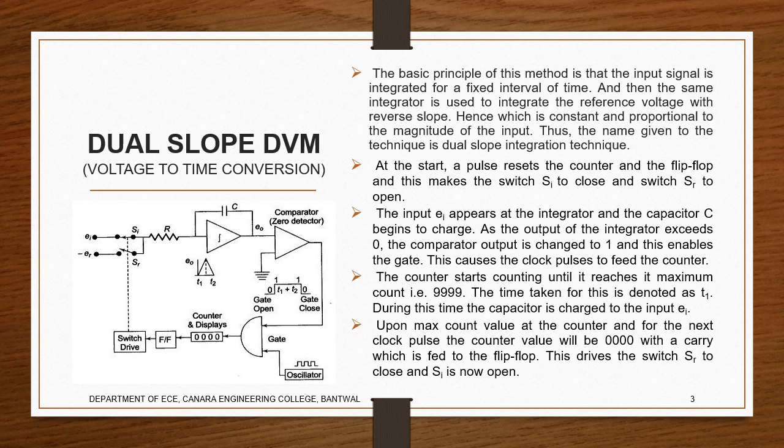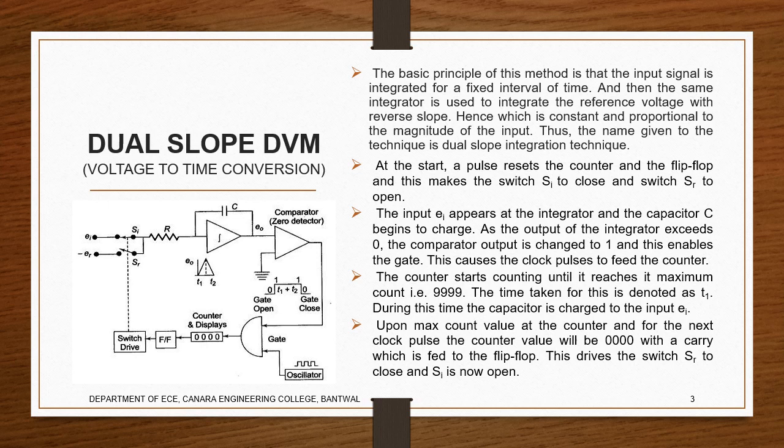So that we call the reverse slope. Here one is the rising slope, another is the decreasing or the reverse slope. The two slopes will be measured here. This is constant and proportional to the magnitude of the input. Whatever the input is, that much amount will be charged and discharged. Hence this is also known as the dual slope integration technique.